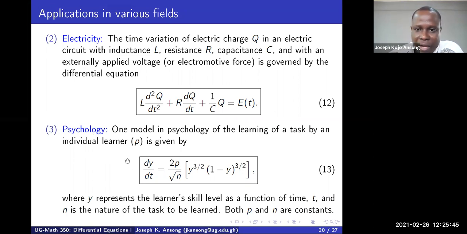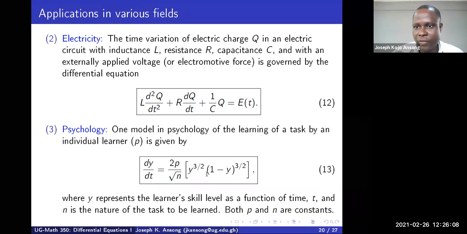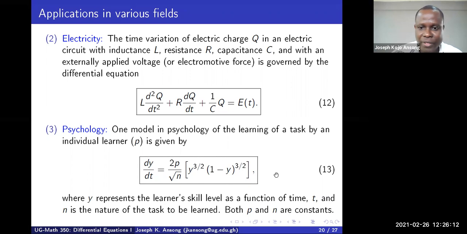And so in psychology, this differential equation is often used to model the learning of a task by an individual, where N here is the nature of the task, P here is the individual, Y here, of course, is the learner's skill level as a function of time. In a year's time, how much have you learned? And then you try to quantify that. Or in 3 months' time, in 2 months' time. And so this can often be used to model that.